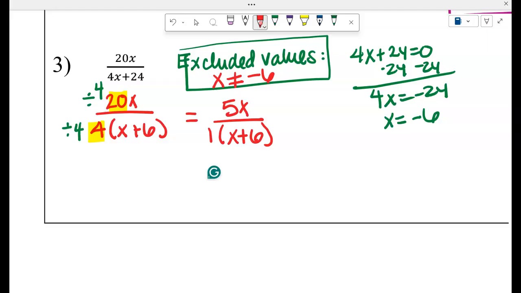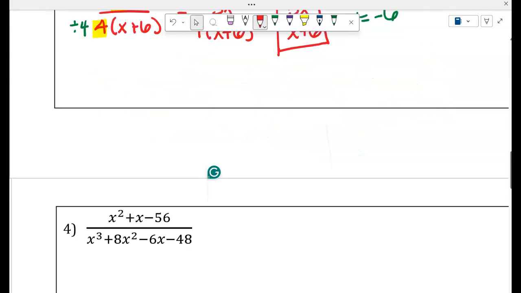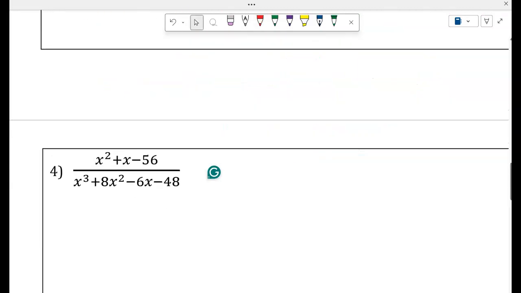Well, we don't normally write the 1 in front because 1 times anything doesn't change the value. So after we simplify, we have 5x over x plus 6. This next one, as you can tell, is a little bit more work because we have a trinomial on the top and a four-term polynomial on the bottom.